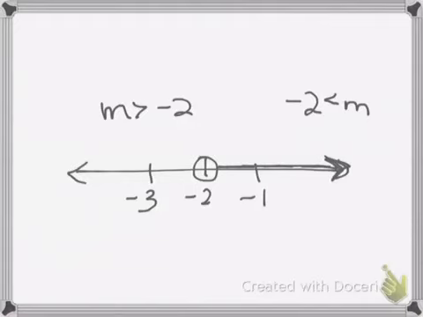So would negative 1 be a solution? Sure. Negative 3? No. What about 10? Yes. 4.5? Yes. 1/2? Yes. Anything to the right of -2. Even -1/2 would be to the right of -2, so it would be a solution.